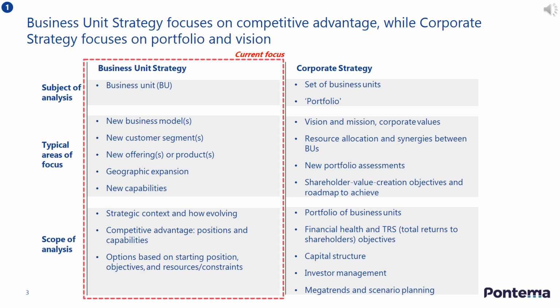Business unit strategy focuses on understanding the changes in the unit's immediate business environment and achieving competitive advantage via new business models, new customer segments, new products or services, or new capabilities. By contrast, corporate strategy focuses on an organization's entire business unit portfolio, how resources are allocated across the organization, the big industry and consumer trends, and how they can affect an organization's vision and mission. For more information on corporate strategy, please consult the separate Pontema training lesson.